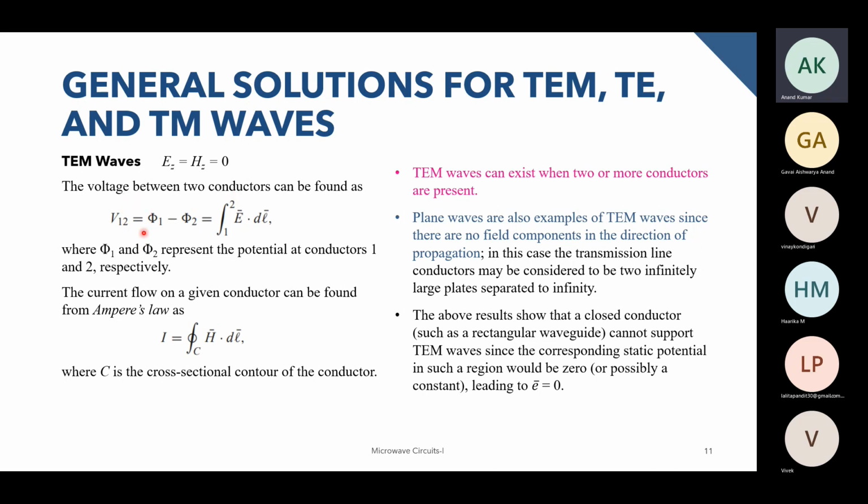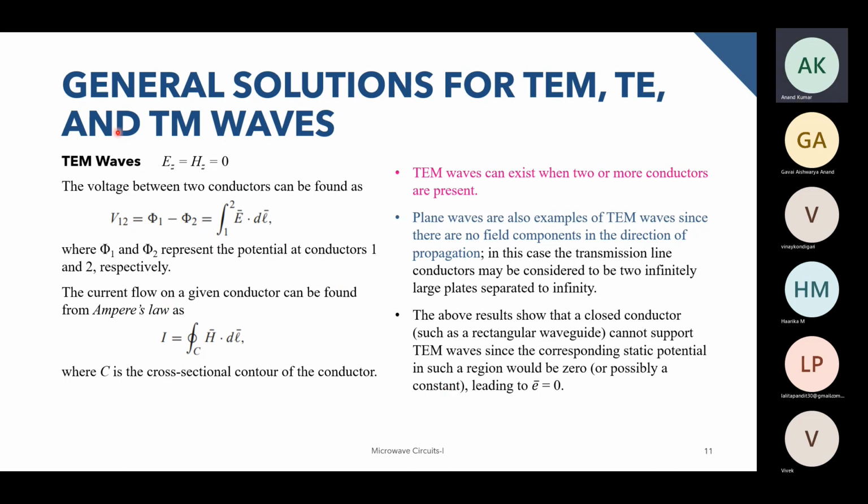The voltage difference between the two conductors, V12, can be written as the difference between the scalar potential of the two conductors. So phi 1, phi 2 are absolute, or relative to infinity, and the difference gives the potential difference between the two conductors. It can also be expressed as the integral of the electric field between them, and the current can be given by Ampere's law. So we have got the voltage and current. We can find the scalar potentials, and we can find the electric field and the magnetic field from the previous slide.